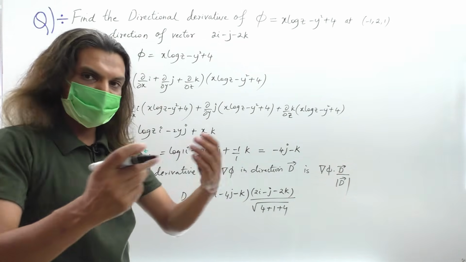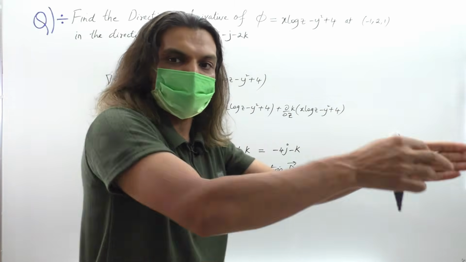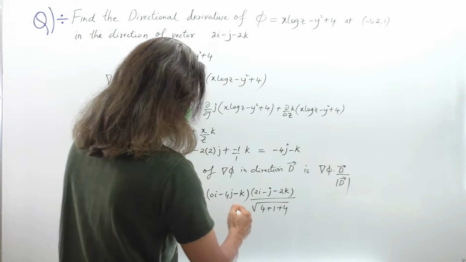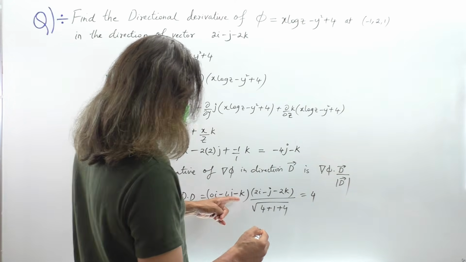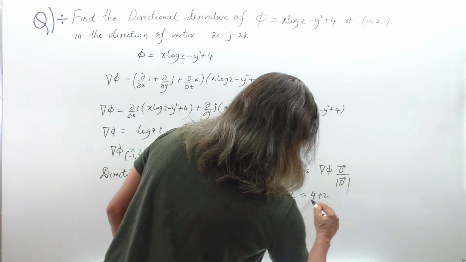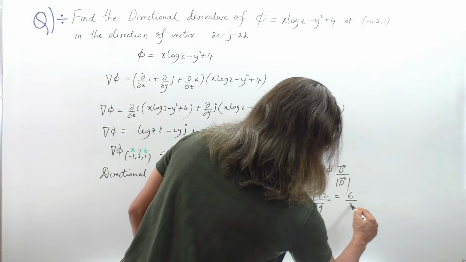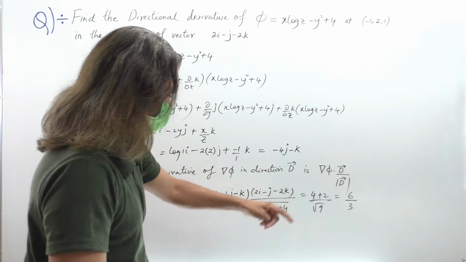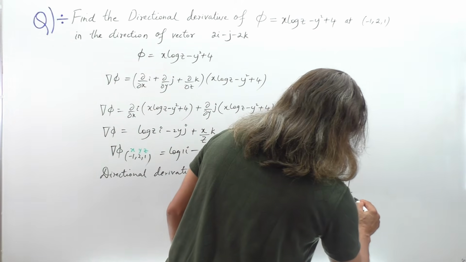Now, as you know in vectors, i into i is 1, j into j is 1, k into k is 1. So i goes to i, j goes to j and k goes to k. So we have 0 into 2 is 0. Minus 4 into minus 1 is plus 4, and minus 1 into minus 2 is plus 2, whole divided by root of 9. So we get 4 plus 2, 6, divided by root of 9, which is 3. So 3 twos are 6.